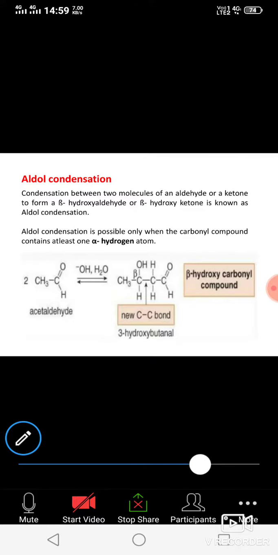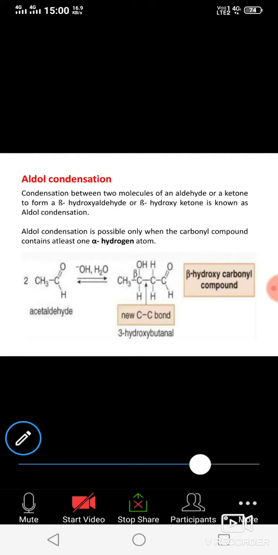Aldol condensation reaction. This aldol condensation reaction is a very well-known reaction. You have studied it in your 12th class, and again you are studying it in your B Pharm also. It is the condensation between two molecules of aldehydes or two molecules of ketone to form beta hydroxyaldehyde or beta hydroxyketone in presence of base catalyst.